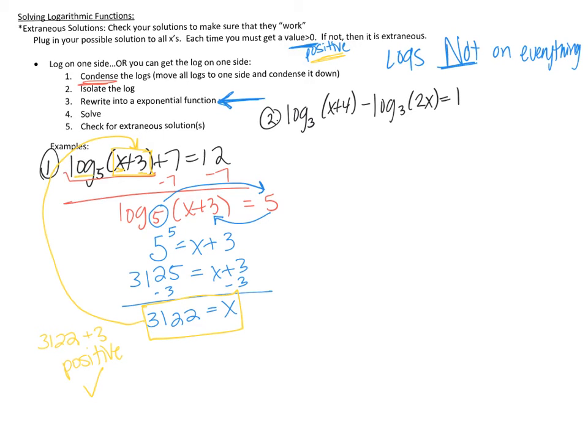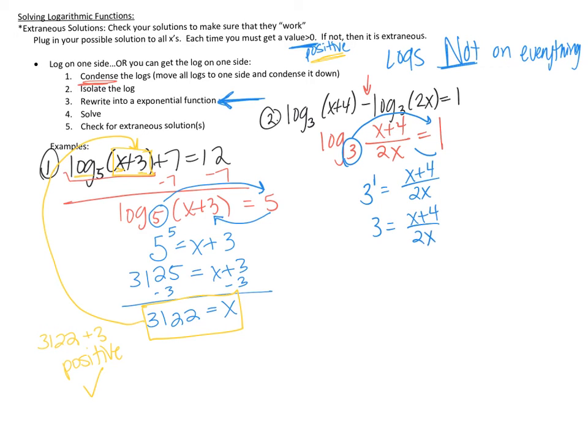Remembering my log properties, subtraction is going to become division. So I'm going to divide, and it'll look like log base 3 of x plus 4 divided by 2x. I have to remember those condensing logs properties. I used the quotient property there. Now that I have a log all by itself, I'm going to rewrite it as an exponential function. I'm going to take this 3, it becomes my base, raise it to the first power, and set it equal to x plus 4 over 2x. Now 3 to the first power is still 3.